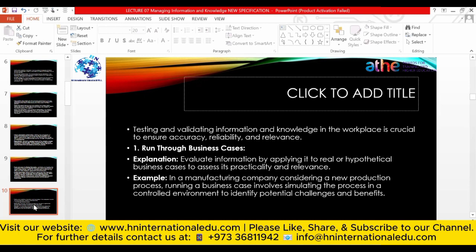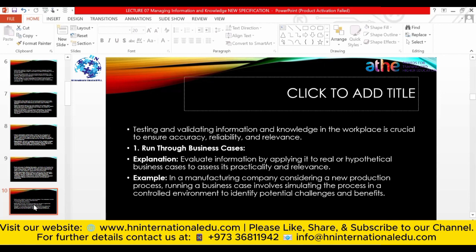Evaluate information by applying it to real or hypothetical business cases to assess its practicality and relevance. That is the businesses in which the structure, the organizational structure, is the same. We are going to assess and evaluate everything accordingly.